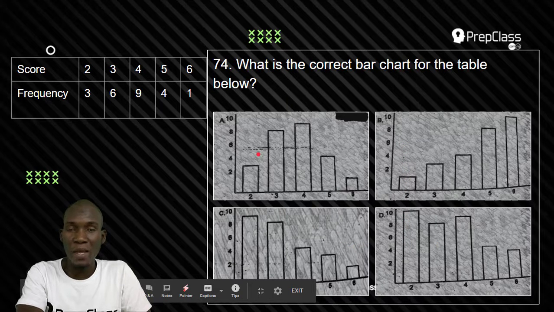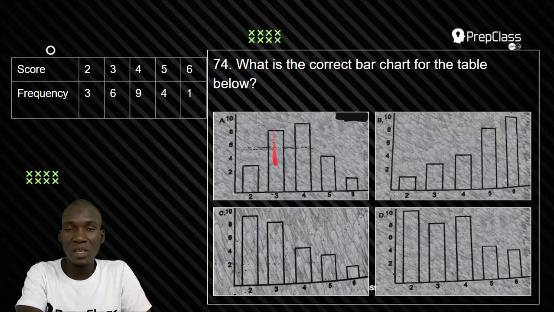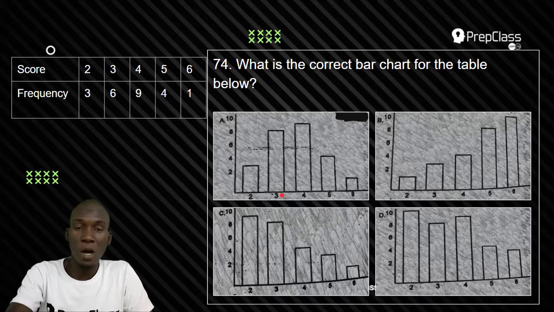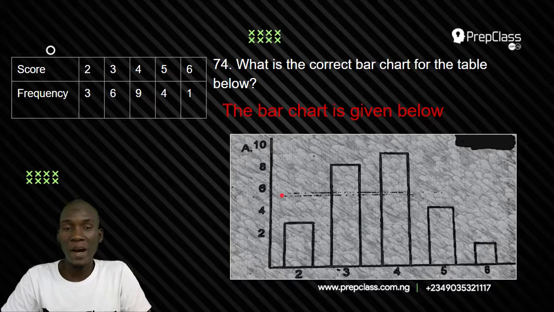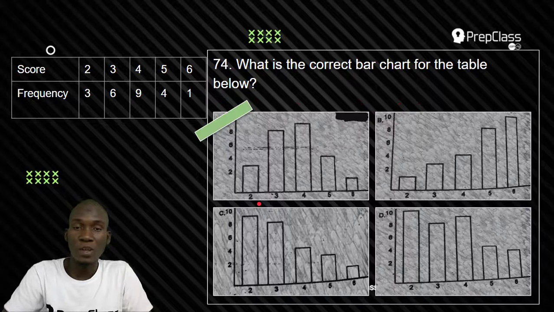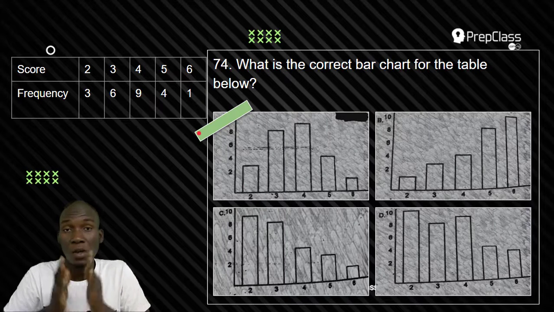Now let's go back to A. The only place we have an issue with A is this frequency of 3, which is supposed to be 6, but there is an error. That's probably a mistake. So we are going to go with option A. The right frequency of 3 is 6, but the bar is not well placed. So the correct bar is option A, and option A is the correct option.